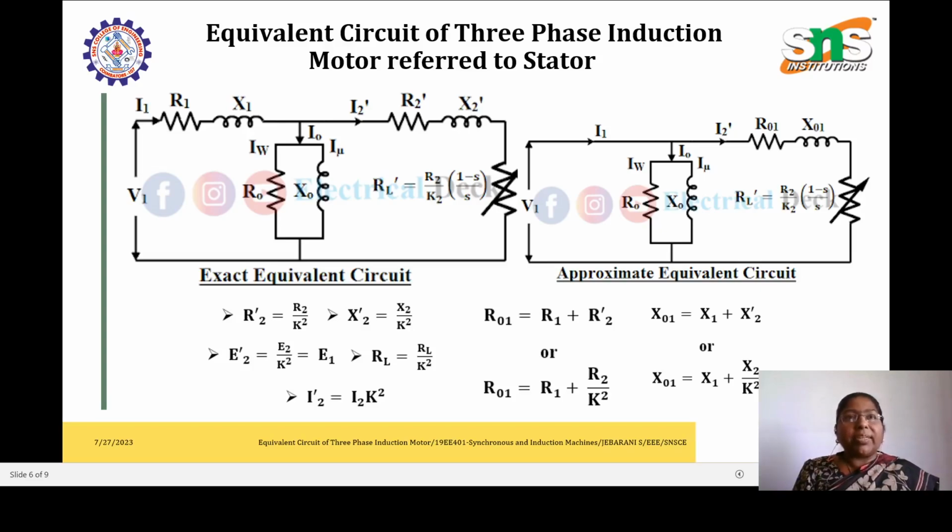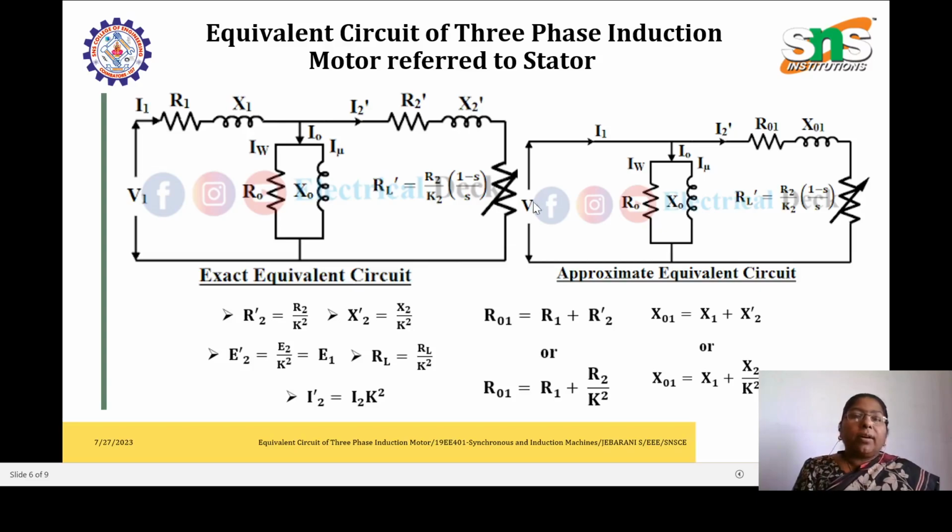Normally for an induction motor, instead of giving it as rotor by stator, it would be mentioned as stator by rotor only. So we have to make the necessary changes there. So the transformation ratio has to be considered. R2 dash is equal to R2 by K square. And when it comes to current, it is going to be current into K square. For resistance, it is divided by K square. For current, it is into K square.